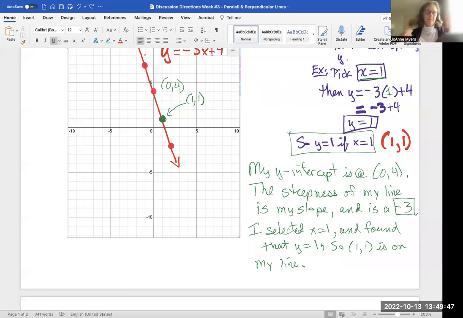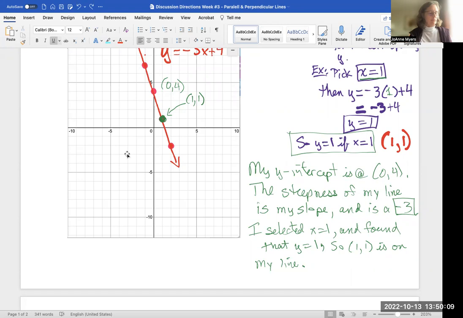All right. So find your slope. After you plot your y-intercept, that will tell you how steep your line is. Use the slope to find a couple more points on your line. Draw the line. Then explain where and how you found another point on the line.